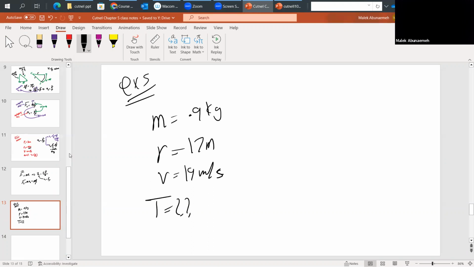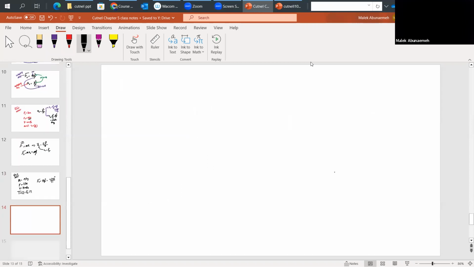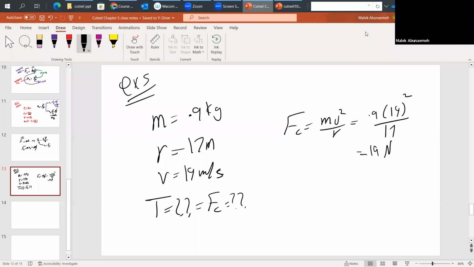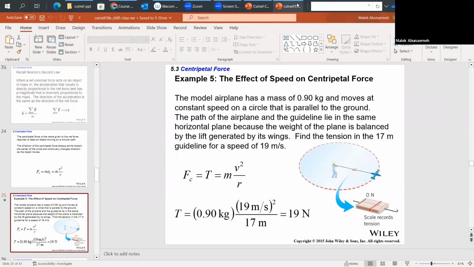which in this case, the tension is going to be the centripetal force. Because again, your tension is a force, and your centripetal force is mv squared over r, which is going to equal 0.9 times 19 squared divided by the radius, which is 17. So you should get 19 newtons. Let's check if our answer is correct. And it is correct.